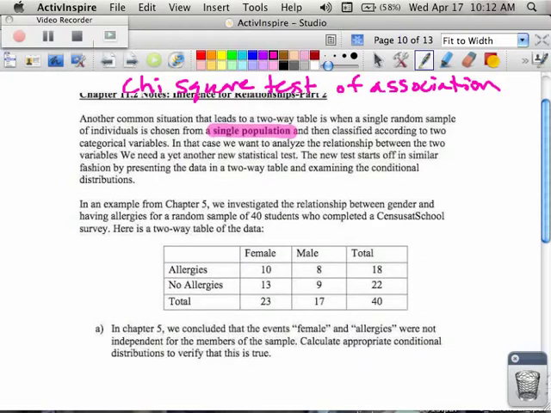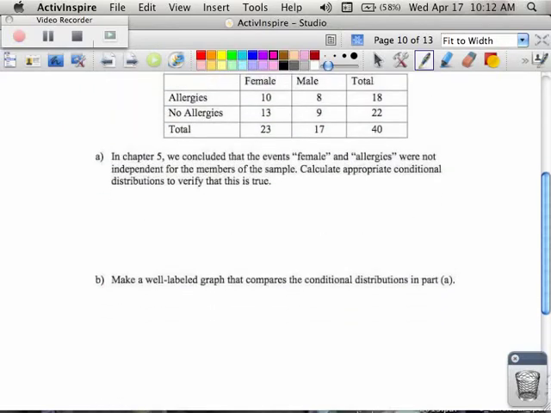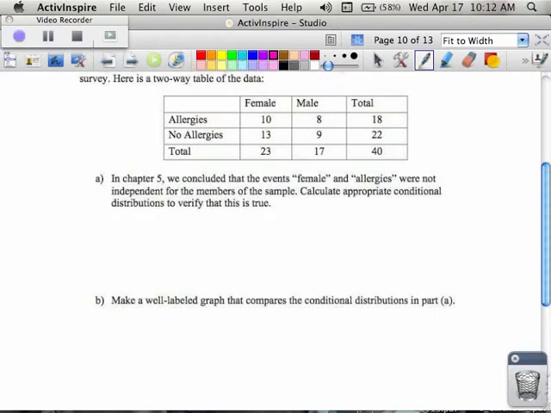Okay, so back from chapter 5, we were talking about relationships between gender and allergies for a simple random sample of 40 students who completed a survey. And here's a two-way table. What we're going to do is talk about the conditional probabilities to verify this information. So we have two different parts here. We have the female students, and we have the male students. And we are talking about their allergies and no allergies.